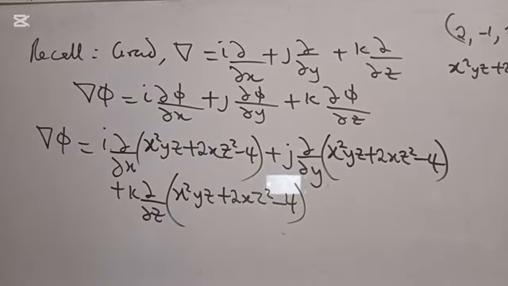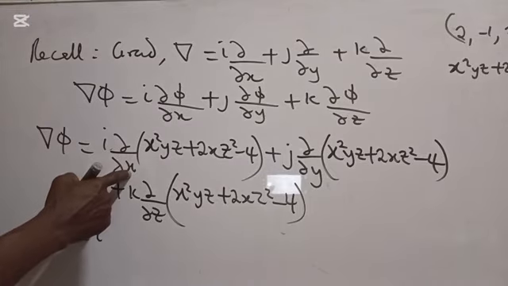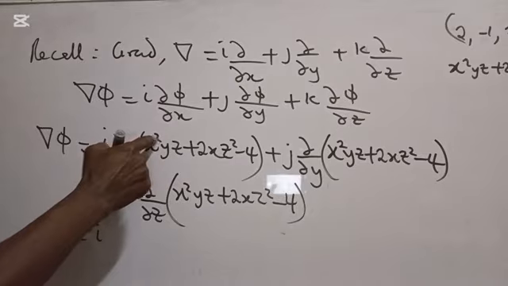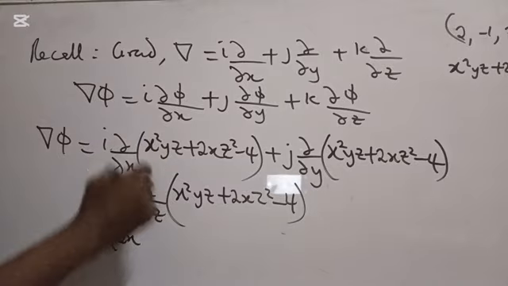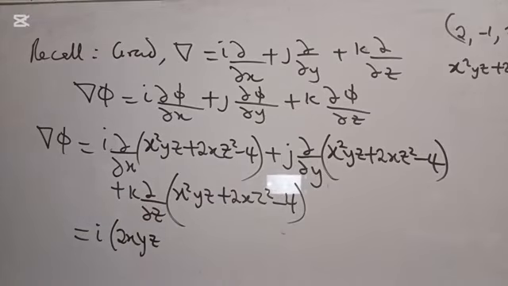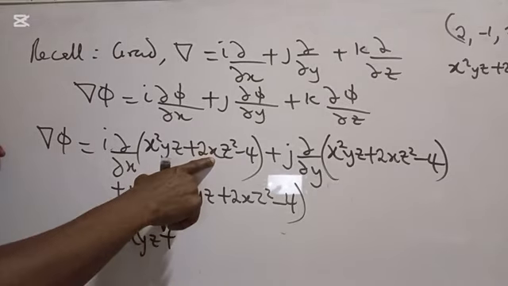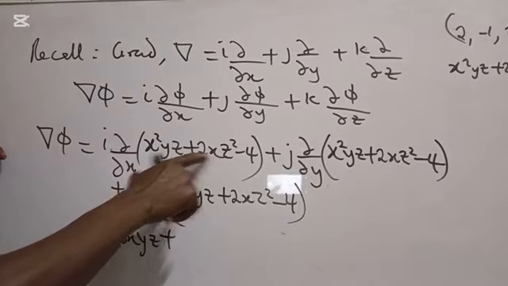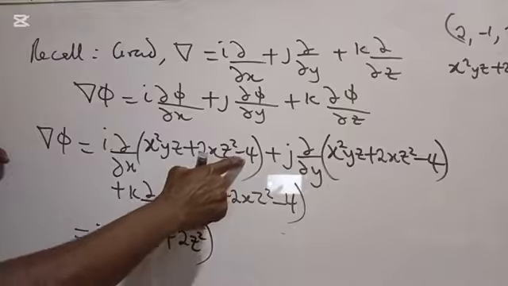Now let's evaluate that. We have i. We want to differentiate partially with respect to x. Differentiating this with respect to x, I have 2x multiplied by yz. Plus, if you differentiate x here, it is 1, 1 times 2, 2 times z squared, that's 2z squared. This is a constant, so it will be 0.